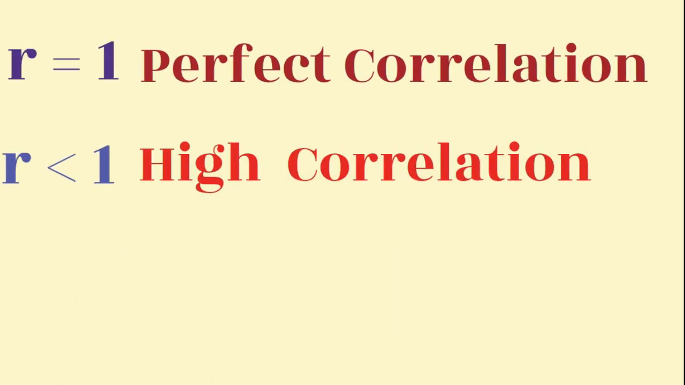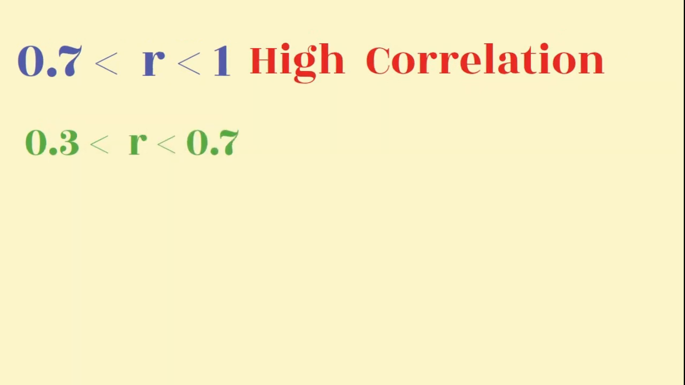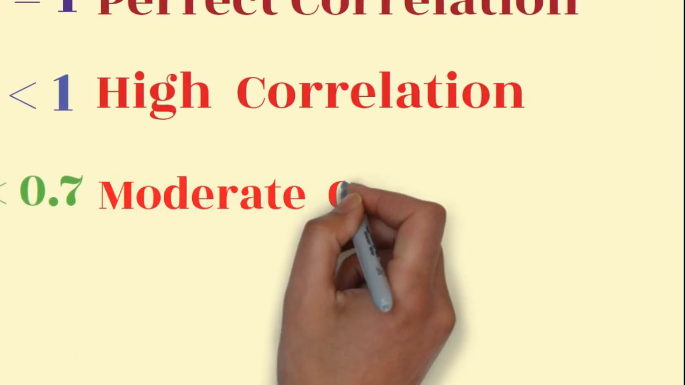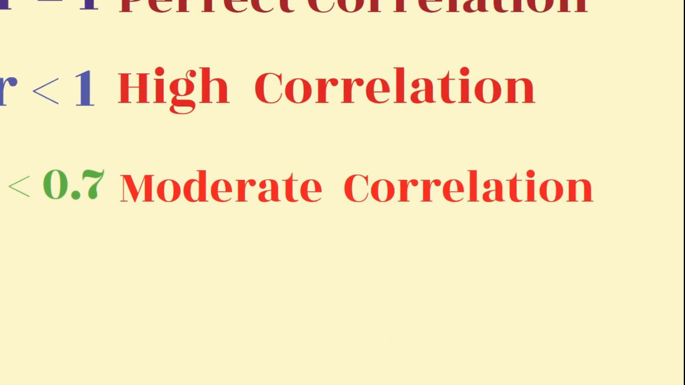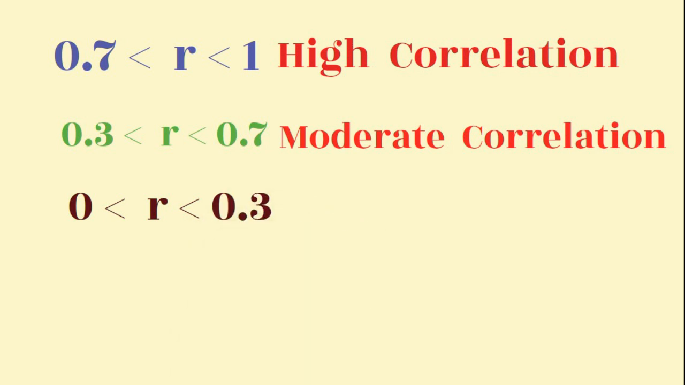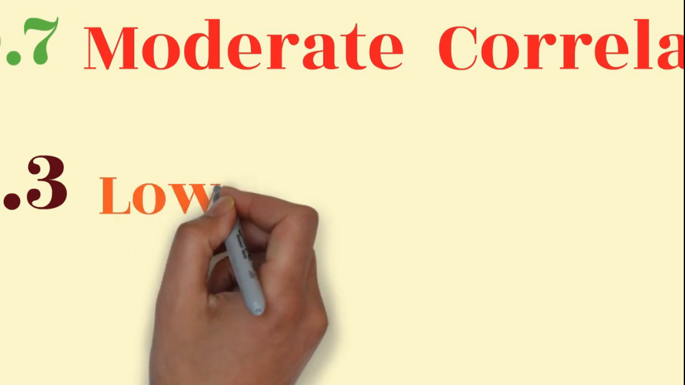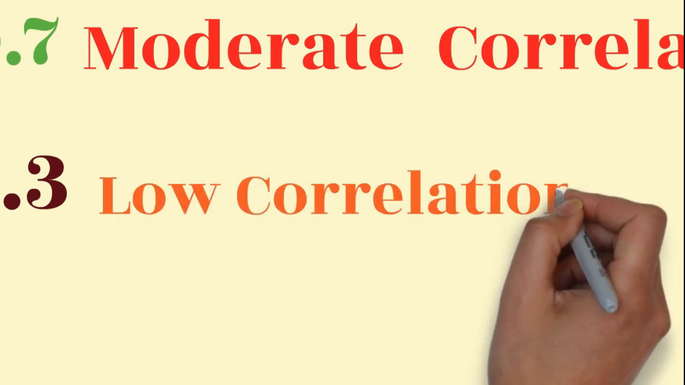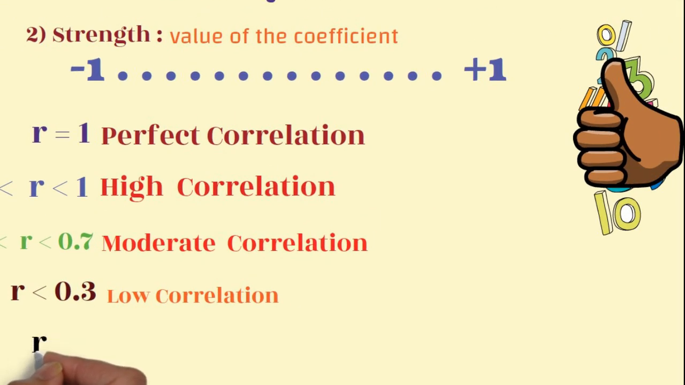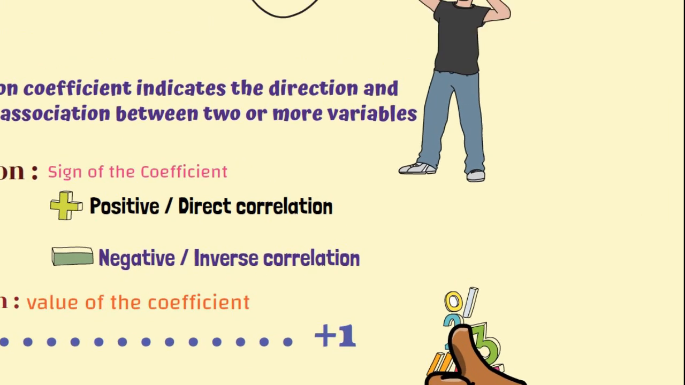If it ranges between 0.3 and 0.7, we can call it as moderate correlation. But if the value of correlation coefficient is higher than 0 but less than 0.3, then we call it as low correlation. On the other hand, if the correlation coefficient turns out to be 0, then we say there is no correlation between the variables under study.